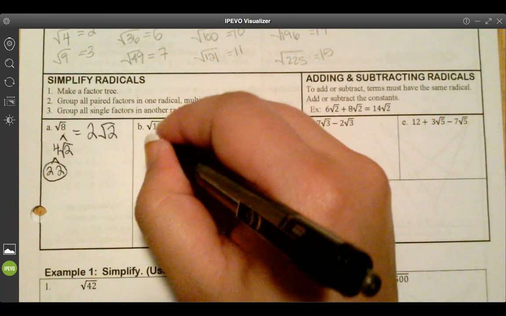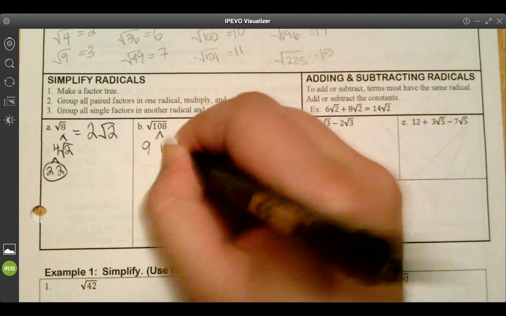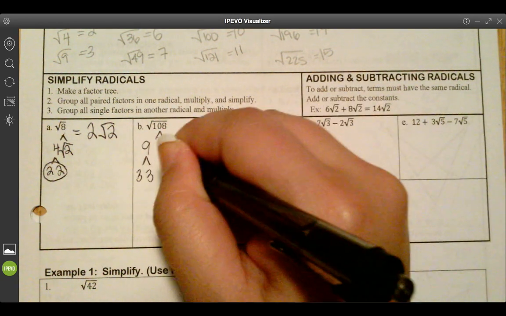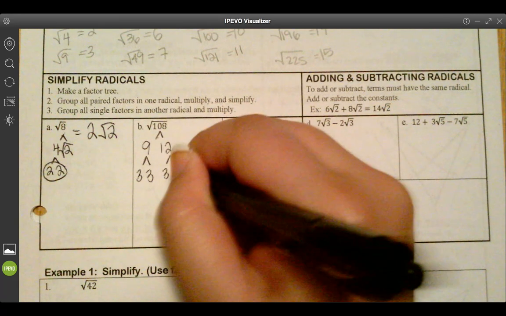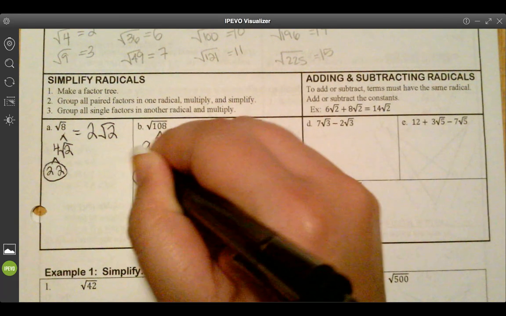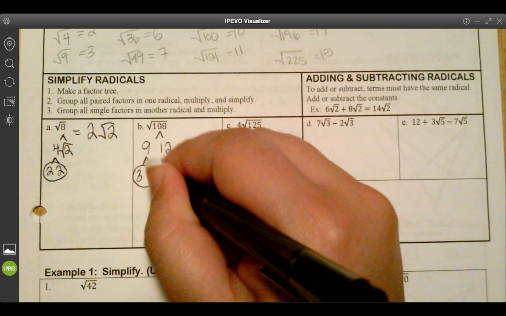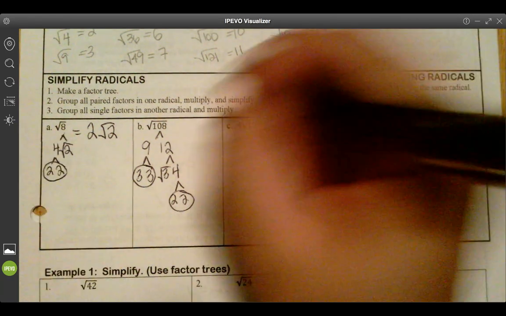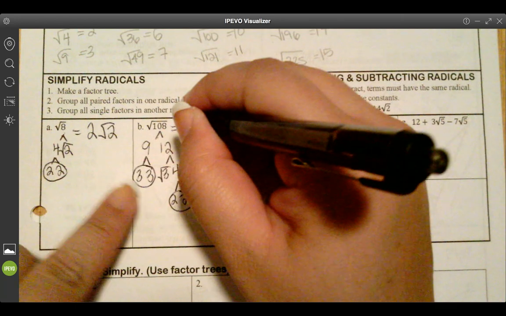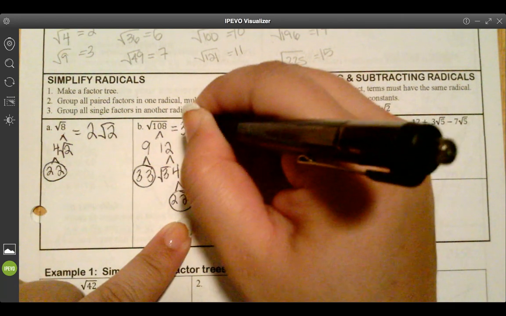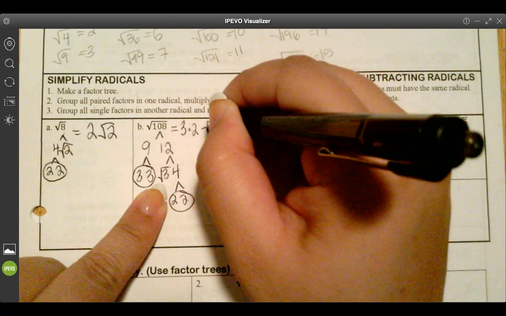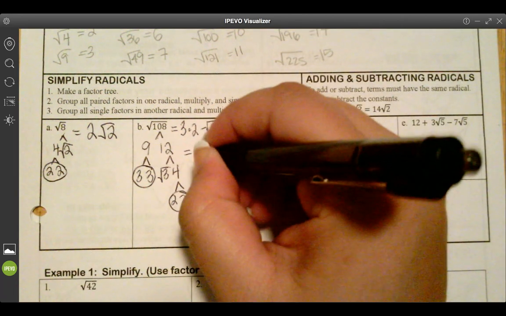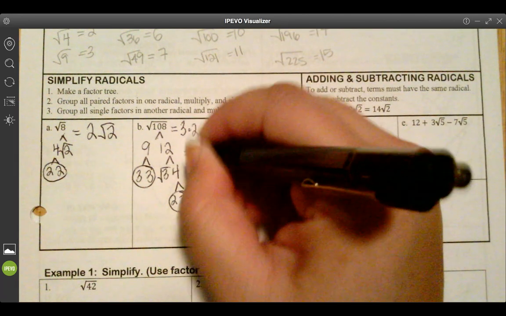We'll do the same thing for 108, which is 9 times 12. 9 can continue to factor into 3 times 3. 12 is 3 times 4. So there's a pair of 3's and 1 3 left over, and the 4 factors into 2 times 2. So now we have a factor of 3, a factor of 2, and a 3 left under the radical. Really these are all multiplied, so this becomes 6 times the square root of 3.